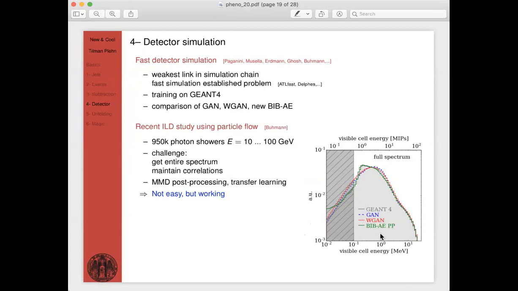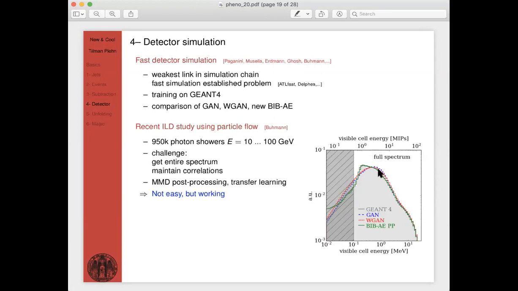You see the GAN follows, well, the Geant4 gray is a little bit hard to see. It's essentially under the green curve. The GAN and the WGAN in their case don't work particularly well. The BIB-AE works better, where I should emphasize that it's not the BIB-AE alone. The BIB-AE also works extremely well, but it's the post-processing here that works better. Their post-processing is inspired by a more systematic approach to an MMD loss, where they basically tell the network: get that structure right, however, don't screw up anything else. This post-processing is essentially what makes their tool work extremely well.